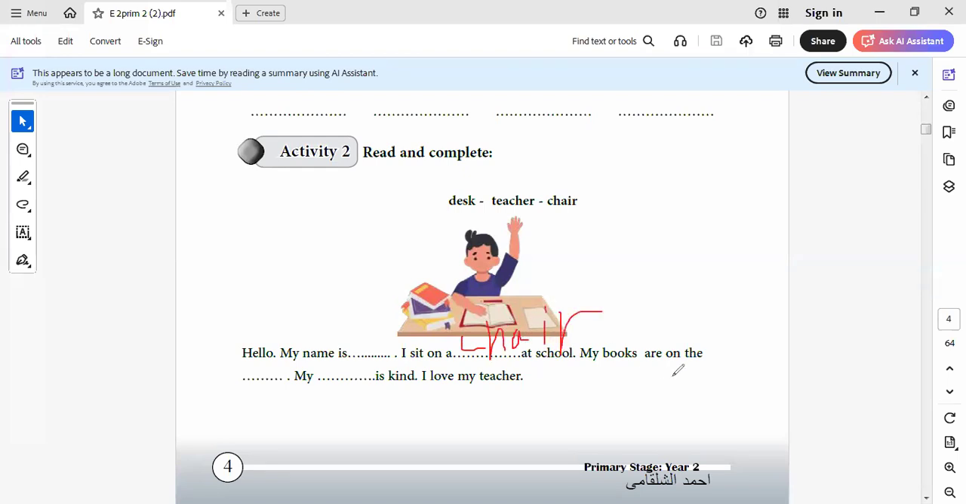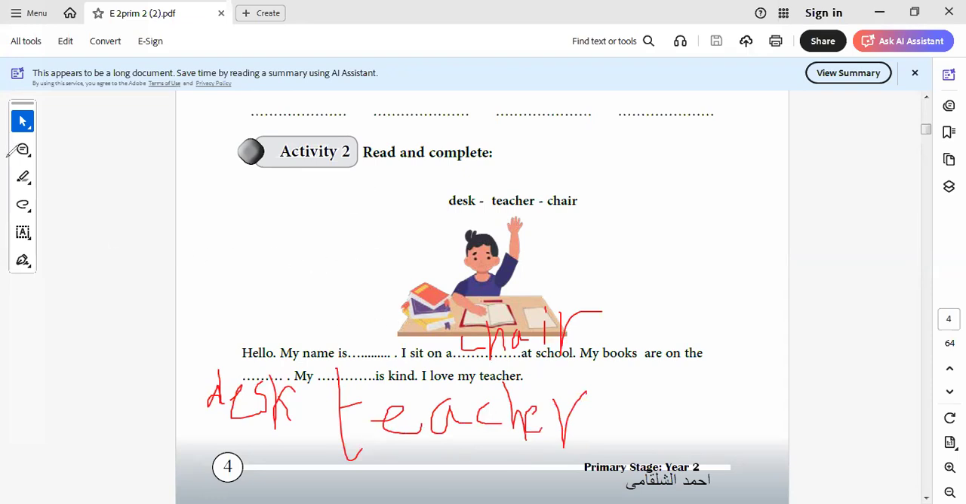Sit on chair. My books are on the desk. Without thinking, the books are on what? On the desk, not on the ground, not on the chair, on the desk. My teacher is kind. I love my teacher.